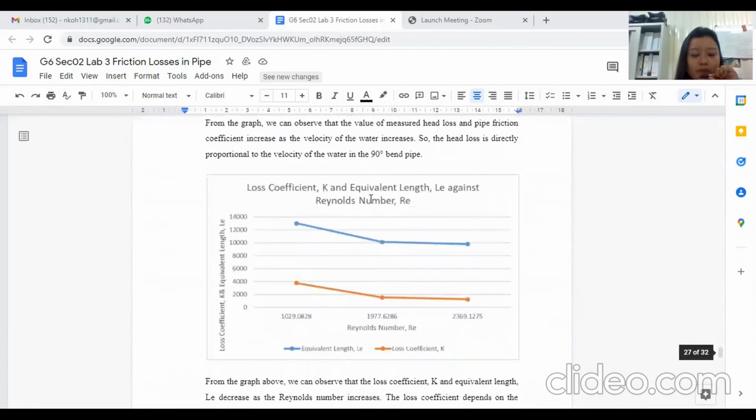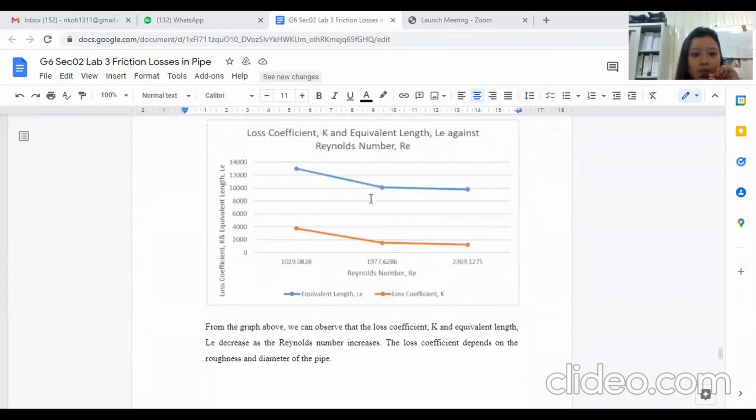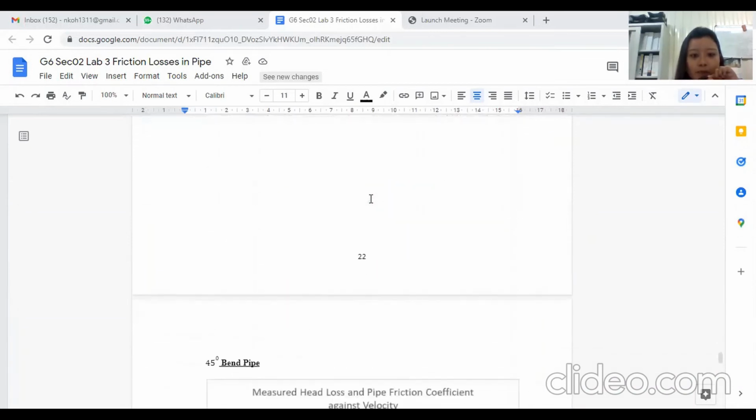As for the loss coefficient and equivalent length against Reynolds number, from the above graph, we can observe that the loss coefficient K and equivalent length LE decrease as the Reynolds number increases. So the loss coefficient mainly depends on the roughness and diameter of the pipe.